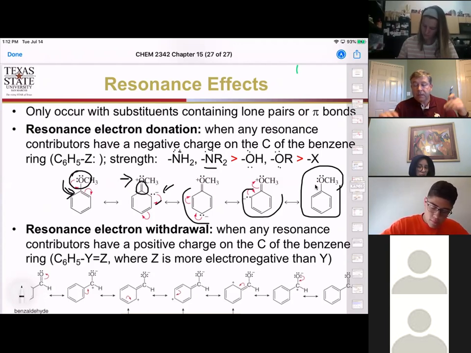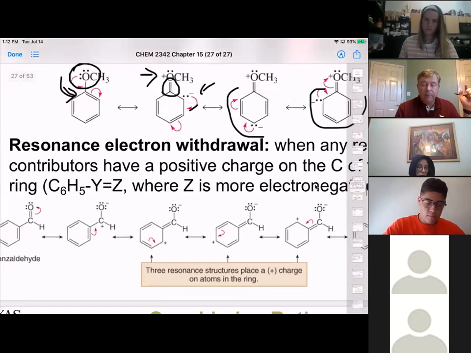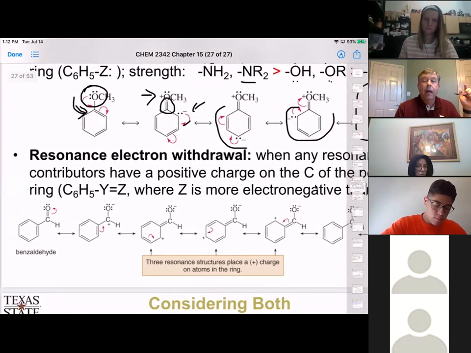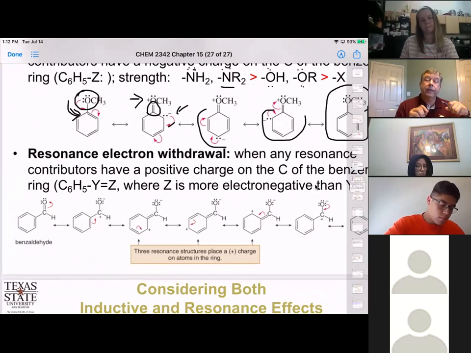Okay. So now let's talk about resonance electron withdrawing here. And in most cases, you still have lone pairs that you're looking for. However, the lone pairs are not directly bound to the atom next to the benzene ring. They are usually one atom adjacent.